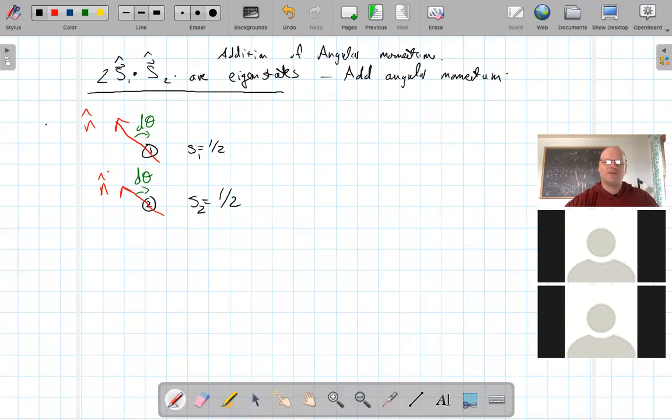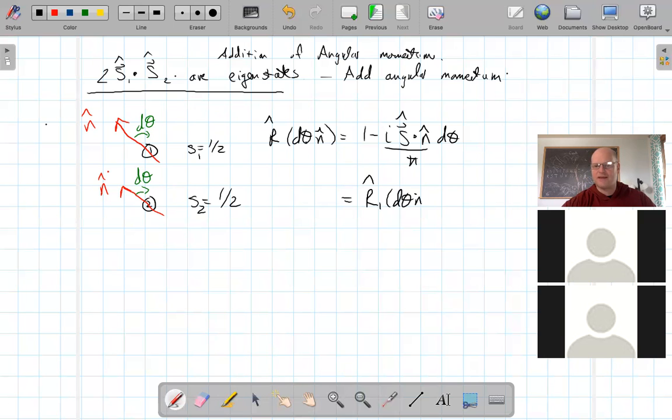As we talked about before, to do this, we'd have to use a rotation operator. So my rotation operator, R of d theta n hat, would be equal to 1 minus i times S, where S is the total spin angular momentum, times n hat times d theta, all divided by h bar. But if I want to rotate both of these the same amount, that's the same thing as rotating this one by d theta and rotating this one by d theta simultaneously. So this is also equal to the rotation of the first particle by d theta about the n hat axis, tensor product or direct product with the rotation of the second particle about the n hat axis by an amount of d theta.